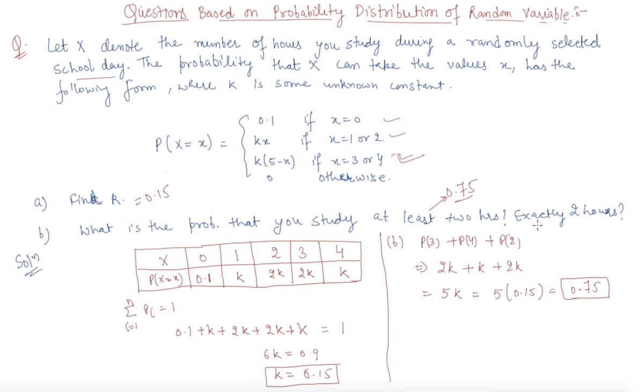So the second part of b is exactly 2 hours. Okay. So if we see, exactly 2 hours is the probability of x equal to 2, which means 2k, where k is 0.15. So what we are getting is 0.30, and this is the probability of studying exactly 2 hours.